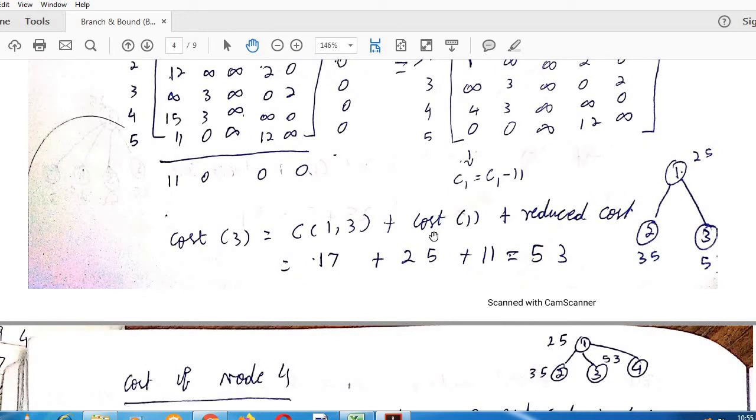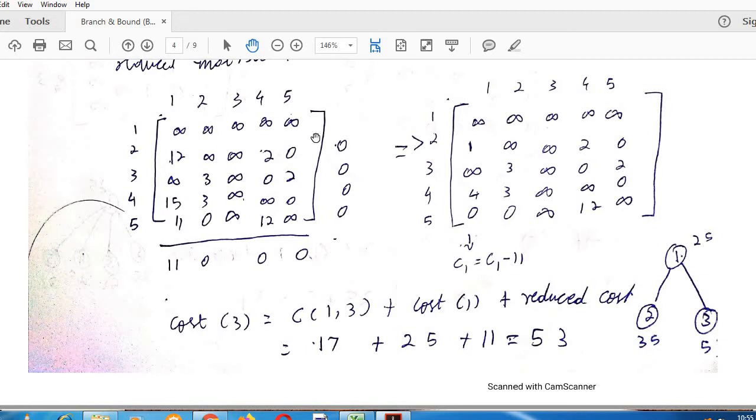The cost for node 1 is 25, and the reduced cost will be the total value of all the minimum values. So the total value of all the minimum values, if I add all these, I will get 11. So that I have added here. Reduced cost is 11. So when I add all this, the cost I get is 53. So this 53 is associated with node 3. So then I am left with two more nodes, 4 and 5.